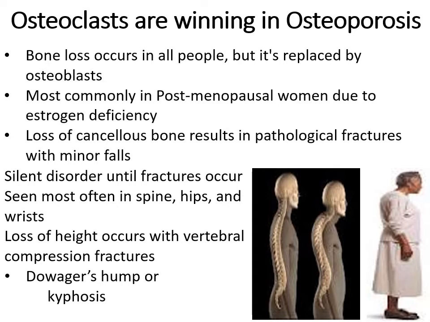And this is most commonly seen in, as I mentioned before, postmenopausal women because the estrogen is very protective to bone breakdown. Okay, so with that loss of estrogen, the osteoclasts break down bone much faster than the osteoblasts replace it. Okay, so with the loss of this cancellous bone, reducing bone density, patients are at risk for pathological fractures with very minor injuries.